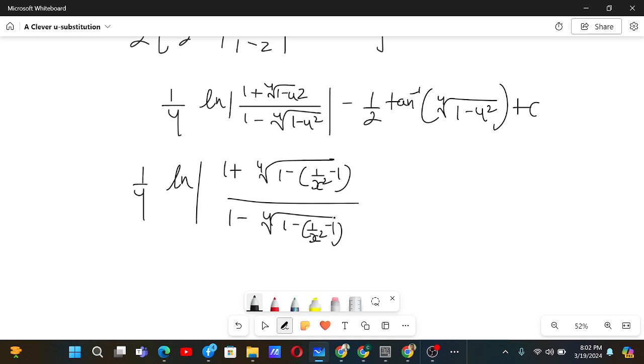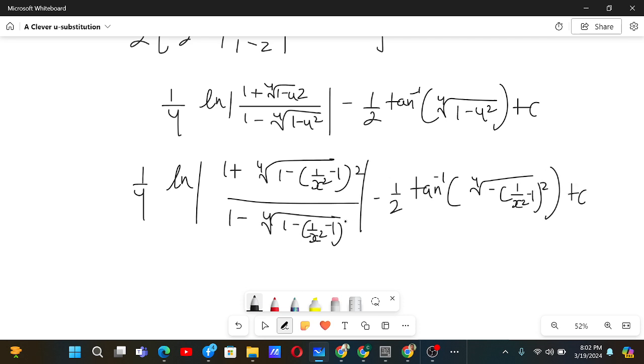These are just some general things, but it does take time. Minus 1 by x square minus 1. And I forgot the square over here. Those should be squared. I'm sorry for forgetting that.